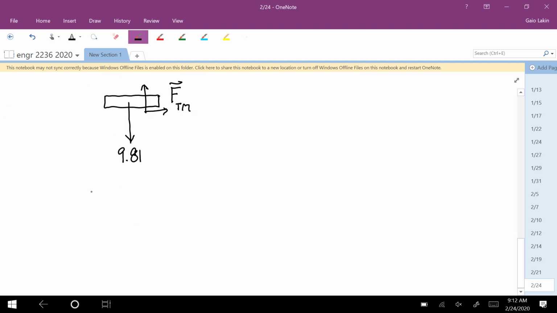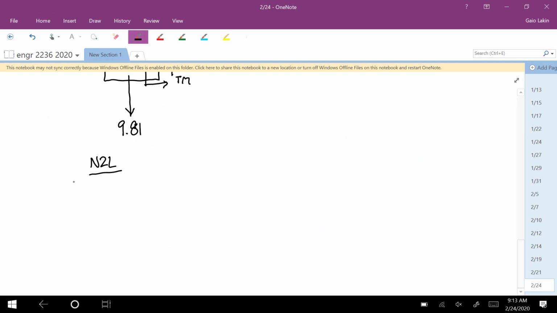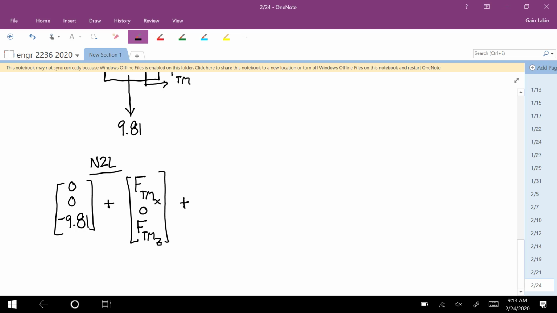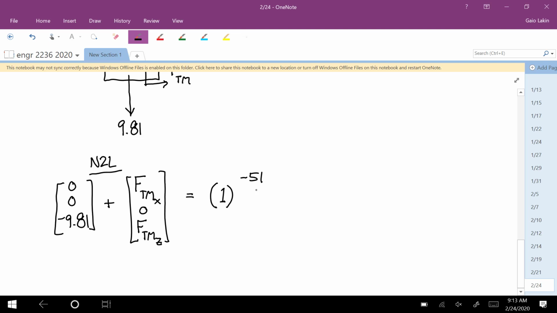All right, so now Newton's second law for the top book. I'm going to write it in 3D. All of these forces are in 2D, and you could just do it as 2D with your components being X and Z, but we're not so used to doing that. So the weight force is in the negative Z direction: 0, 0, negative 9.81, plus FTMX, 0, FTMZ. And that's all the forces. Those are equal to the mass of what we're isolating times the acceleration that we calculated: negative 51, 0, positive 37.5.